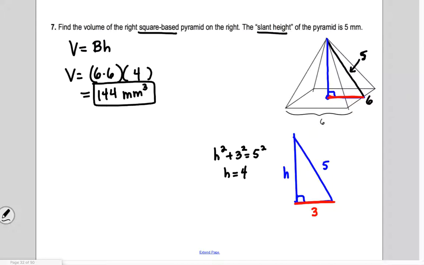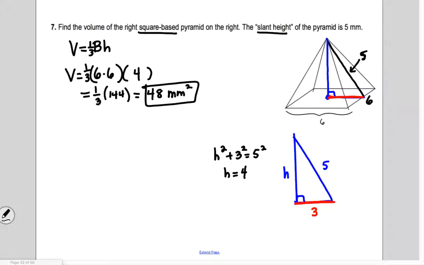Oh, I forgot my 1/3. You're right. So sad. All right, it is 1/3 because it doesn't have two bases. Did I say it has 2? It doesn't have 2. It has one base. So we get 48 millimeters squared. Jacob got me. He gets a bonus point. Darn. I was on a roll, too.